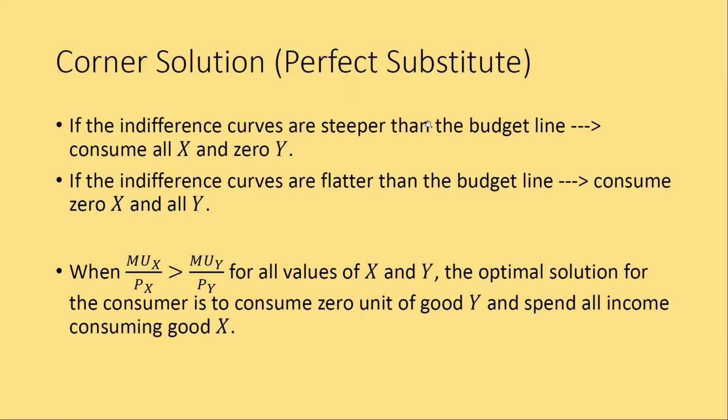So in the case of perfect substitute, it really depends on the relative steepness, or the relative slope, of the indifference curves and the budget line. Here we say that if the indifference curves are steeper than the budget line, the consumer consumes all good X and 0 units of good Y. Note that it's important that we are putting X on the horizontal axis and Y on the vertical axis. If we reverse that, the conclusion will become different, all right? And the opposite is that if the indifference curves are flatter than the budget line, then the consumer will consume 0 units of X and spend all her income consuming good Y.